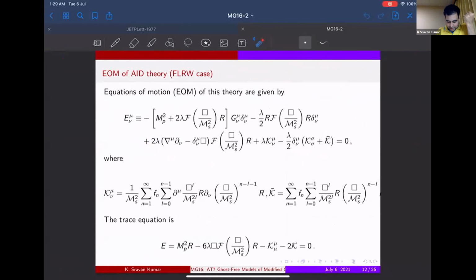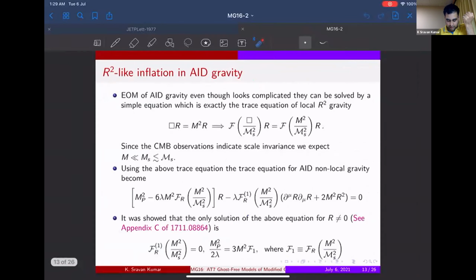But remember the trace equation of the local theory, which is box R equal to m square R, which basically means the Ricci scalar is an eigenmode of the D'Alembert operator. This produces a recursive relation, through which, with some limited conditions on the form factor f of box, we can exactly realize that box R equal to m square R is an exact solution of this theory. What does it mean? We can have Starobinsky inflation as an exact solution of this theory. This is the most important point.